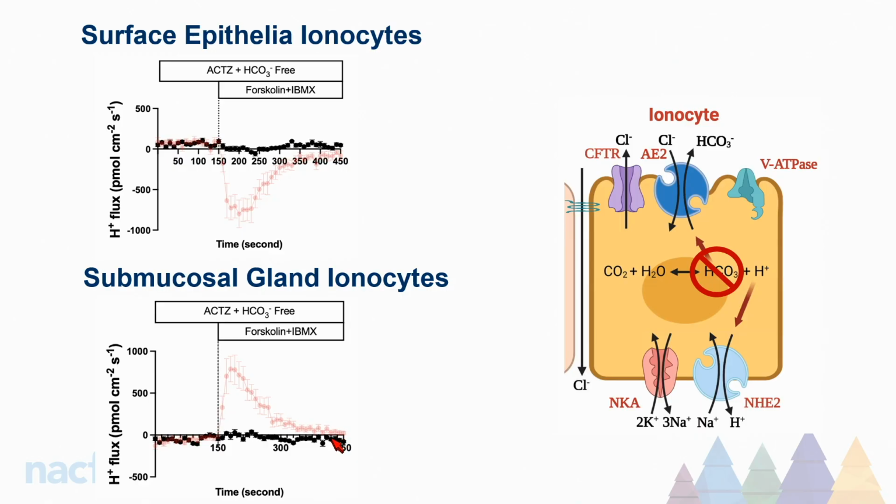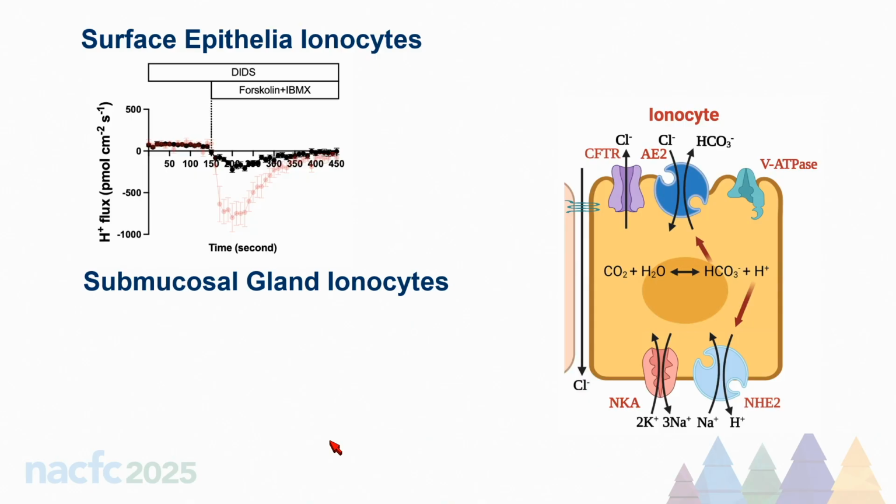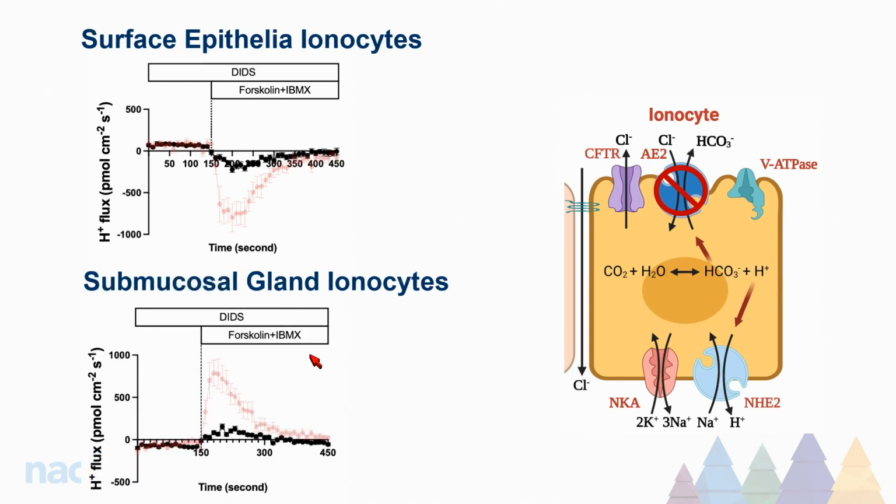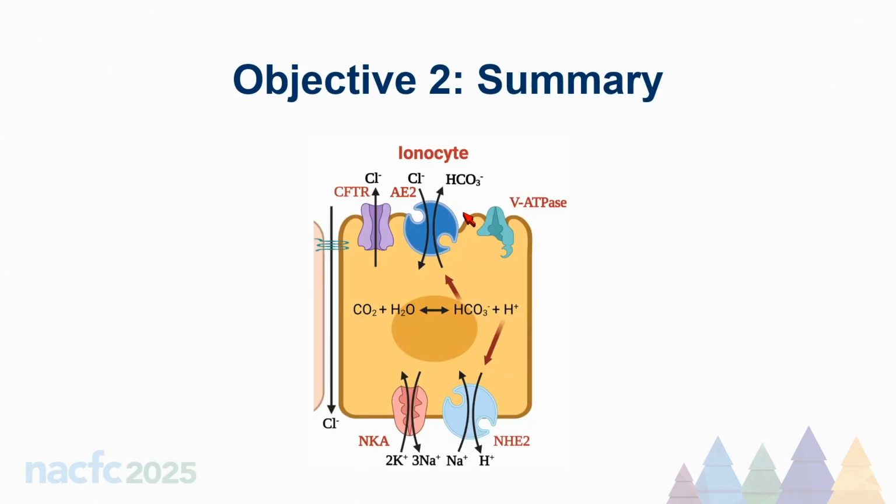The next thing we want to do is understand which transporter is secreting these bicarbonate ions, and we use an inhibitor called DIDS, which inhibits the anion exchanger 2 transporter. We do see that when we incubate the tissue with DIDS and we stimulate with forskolin and IBMX, we reduce that function close to zero, shutting down the bicarbonate secretion out of the ionocytes. So in summary, in these cell types in swine airway trachea, we see that ionocytes produce bicarbonate that is secreted out of the anion exchanger 2 transporter that is mediated by CFTR.